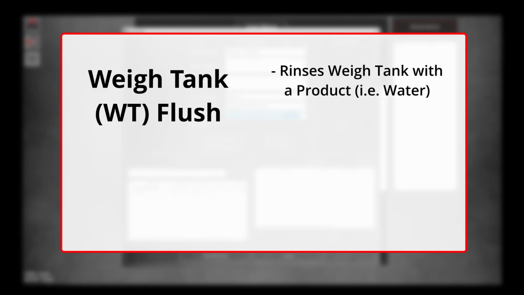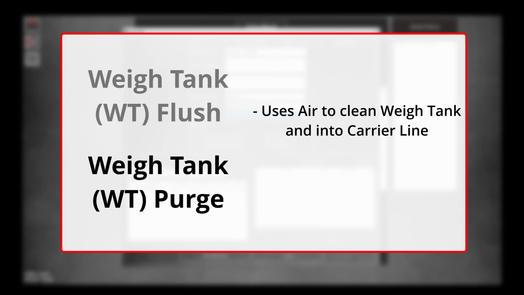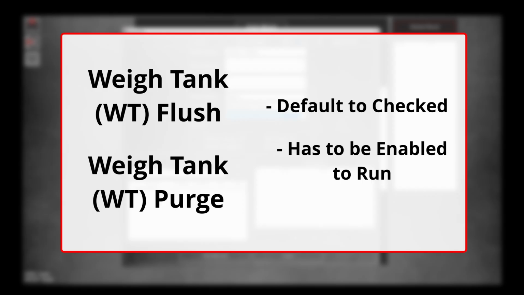Weigh tank flush is used to rinse the weigh tank and move remaining product into the carrier line using a liquid such as water. Weigh tank purge uses air to clean product from the weigh tank discharge line into the carrier line. These options default to checked based on the global settings set up by a KSi technician, but if they are not enabled in system settings, they will not run. The operator can safely leave them as is.